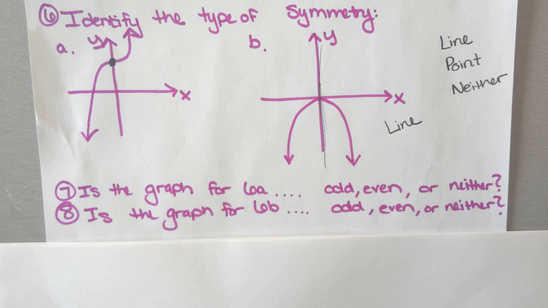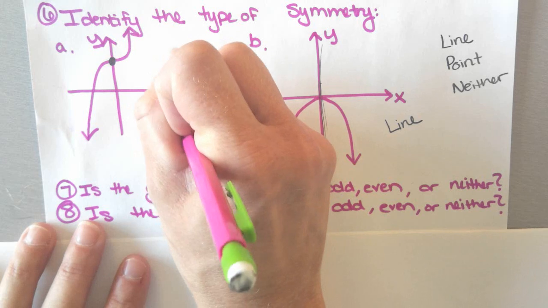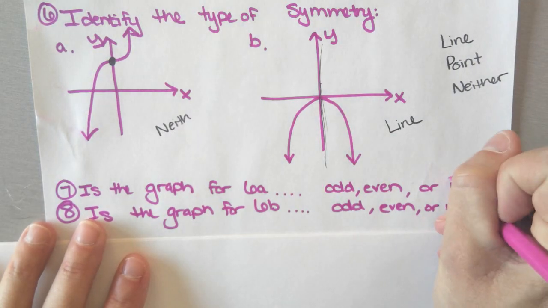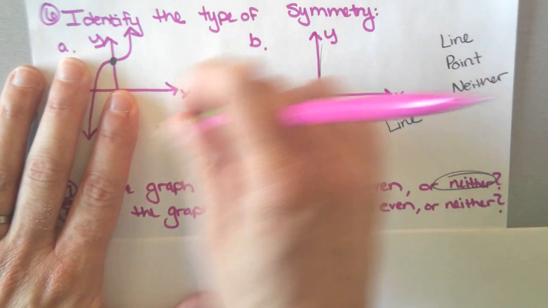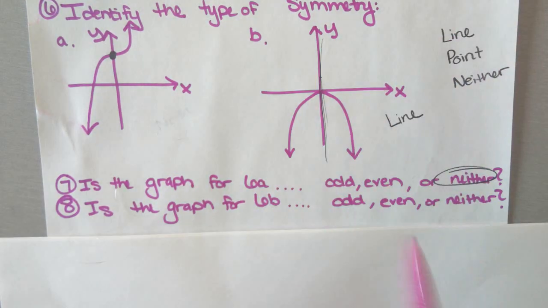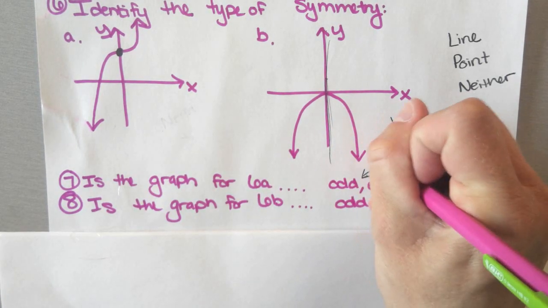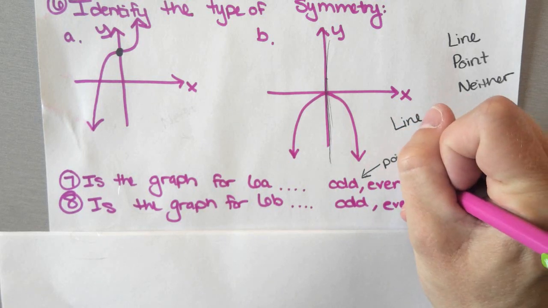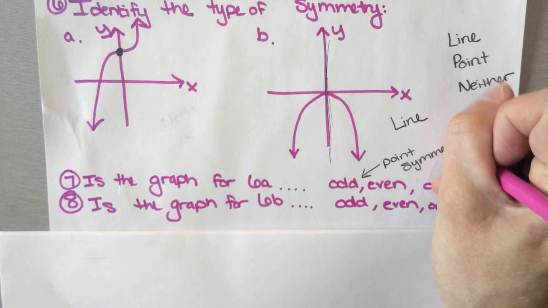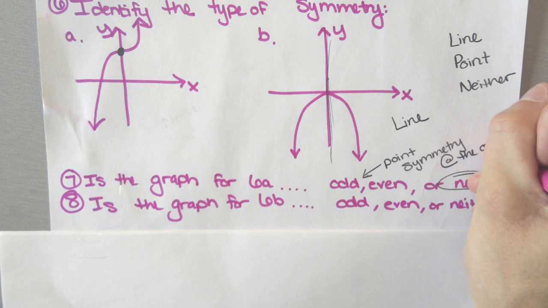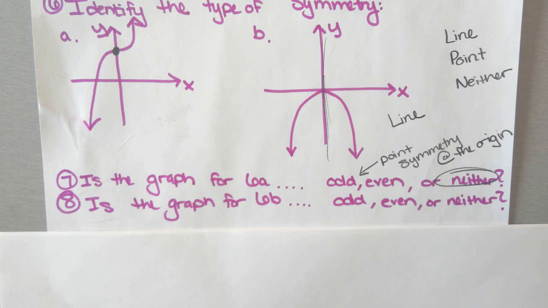What do we think about A? I want it to be odd, but even if it had point symmetry, is the point symmetry at the origin? No, so this one's neither. Even if we agree that it has point symmetry, in order for it to truly be odd, that point symmetry would have to be at the origin. So again, point symmetry would have to be at the origin, and it isn't. So it doesn't fit that definition.